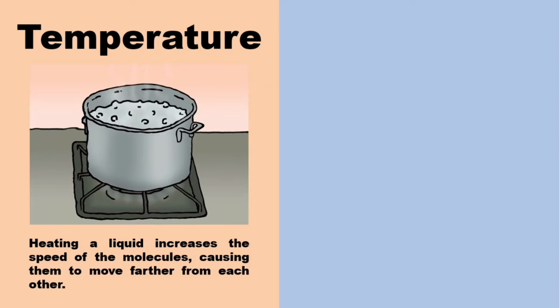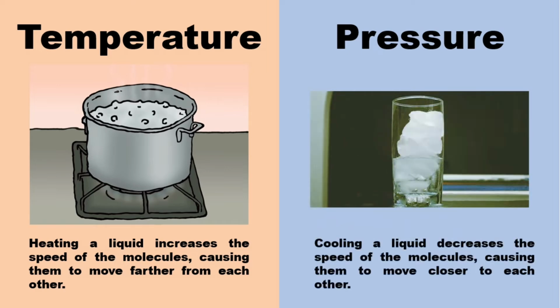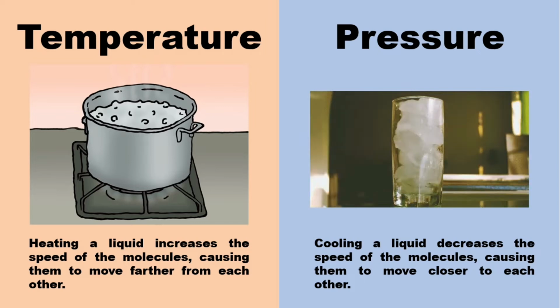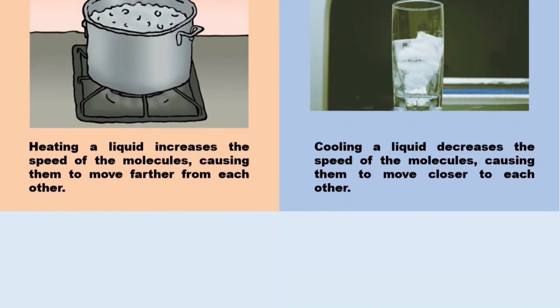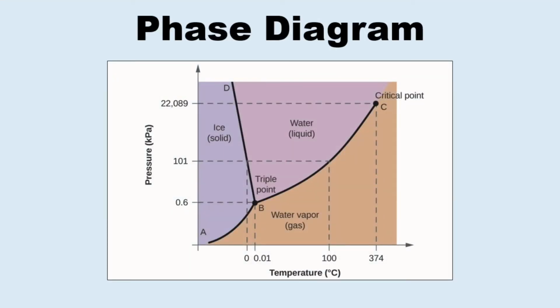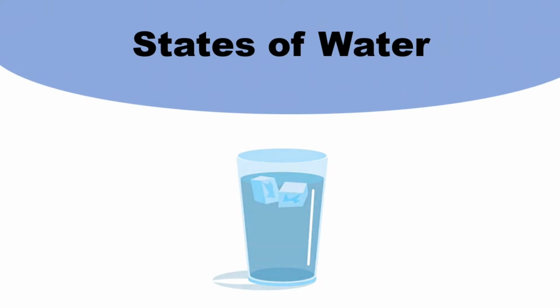On the other hand, cooling a liquid decreases its speed. The molecules get so cold that they slow down enough to hook onto each other, like liquid water forming into a solid crystal. Often, when you're asked about a phase transition, you will need to refer to a phase diagram to answer it. A phase diagram is a visual representation of how a substance changes phases, like melting, freezing, evaporation, condensation, sublimation, and deposition. This time, let's talk more about the amazing states of water.